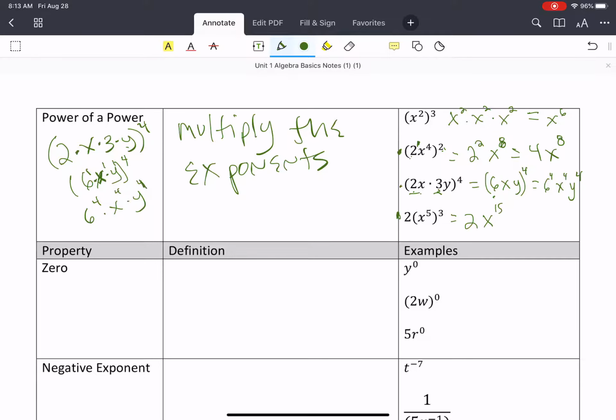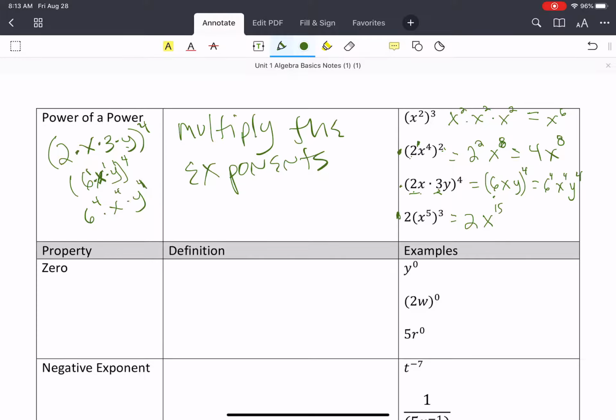Would you want to simplify? Yeah, I would prefer that if you've got a calculator, but if you don't, then it's okay to leave it 6 to the 4th. Good question. Okay, if that still doesn't make sense, I'd love to help you after school sometime one-on-one, and maybe I can help better that way, okay?